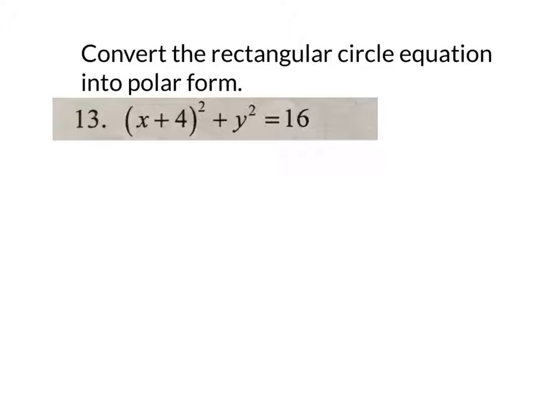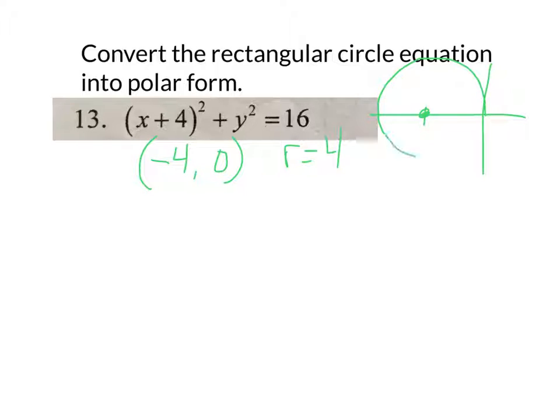So hopefully you recognize this equation as being a circle equation. Some things we should note is that it has a center at (-4, 0), and it has a radius of 4 because we take the square root of 16. So this is what our graph looks like. There's (-4, 0) with a radius of 4. So it's tangent to your origin there.